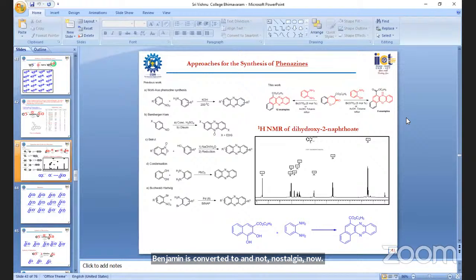When you condense with the 1,2-diamine, 2 molecules of water are eliminated, giving this compound. That means identifying the intermediate is most important. So we isolated the intermediate compound and characterized it by NMR. This is the NMR where the compound is characterized, and we proved that this intermediate is forming. Again we isolated the compound, condensed this isolated compound with the 1,2-diamine, and we got the product. That means the intermediate is proved, and how the reaction is going is also proved.